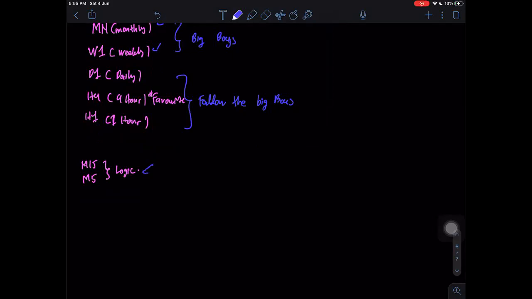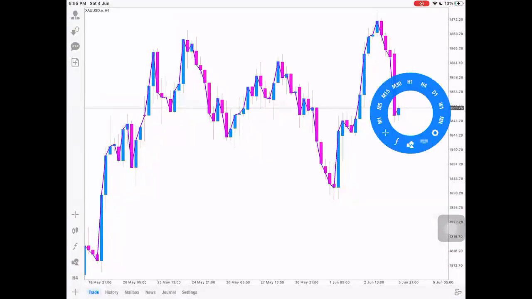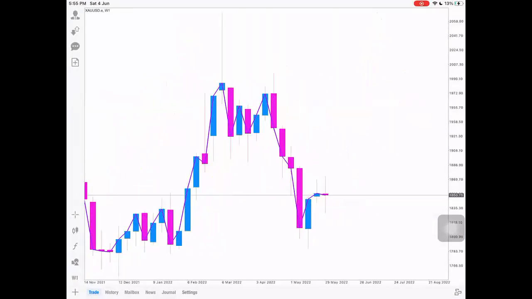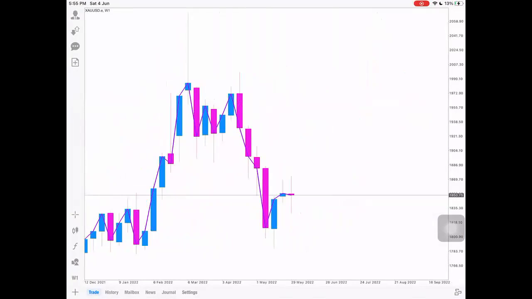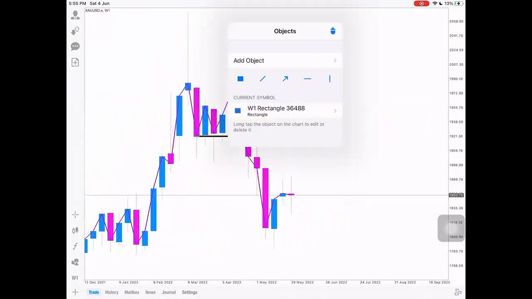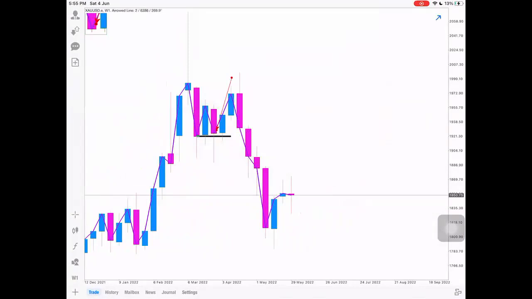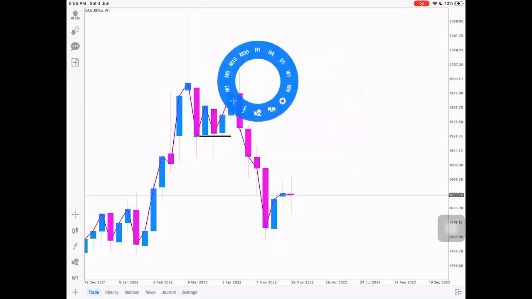So what the hell do I actually mean? This is what I mean. I'll show you. Weekly support. So now that it went to the weekly support, it must go to a weekly resistance. Which weekly resistance did it take? It took this one.